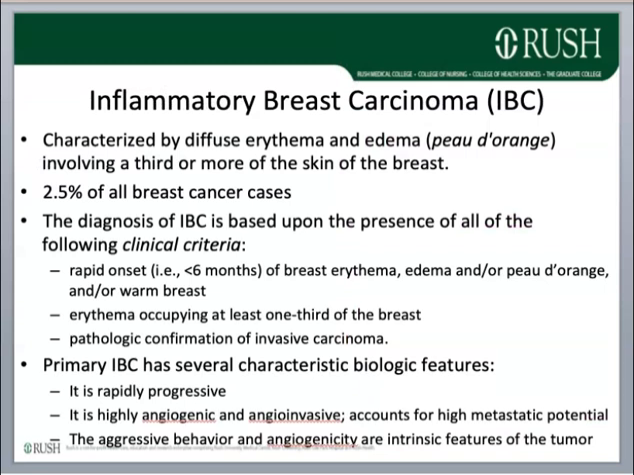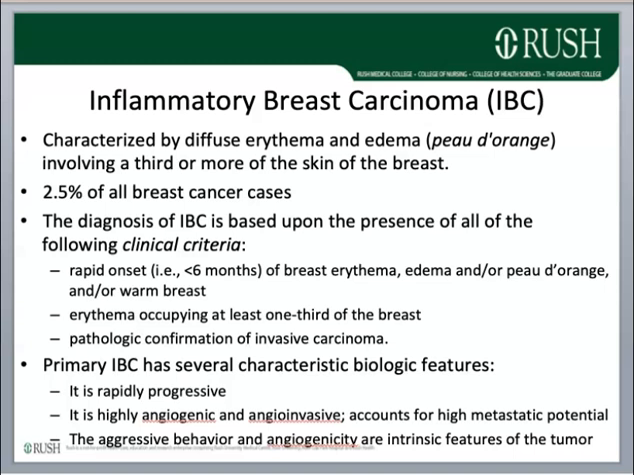Finally, I'll talk about inflammatory breast carcinoma, which is not a distinctive histologic type, but is a distinct clinical entity that's characterized by diffuse redness or erythema and edema of the breast skin involving a third or more of the skin of the breast. And this combination of redness and edema produces an orange peel or peau d'orange type of effect. This is about 2.5% of all breast cancer cases, and the diagnosis is based upon these clinical criteria.